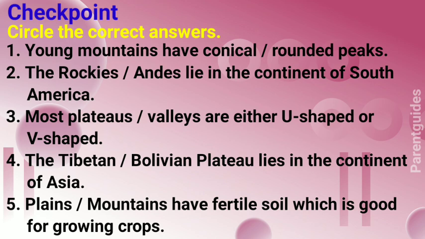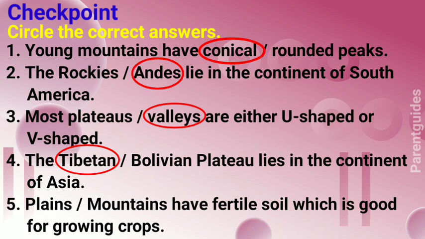Checkpoint. Circle the correct answers. 1. Young mountains have conical peaks. 2. The Andes lie in the continent of South America. 3. Most valleys are either U-shaped or V-shaped. 4. The Tibetan Plateau lies in the continent of Asia. 5. Plains have fertile soil which is good for growing crops.